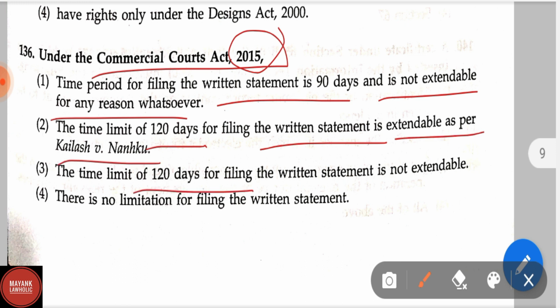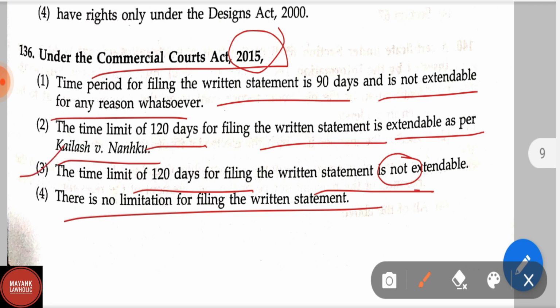The time limit of 120 days for filing the written statement is not extendable. There is no limitation for filing the written statement. In the given options, the correct answer is option number 3. The time limit of 120 days for filing the written statement is not extendable. This is the correct answer.